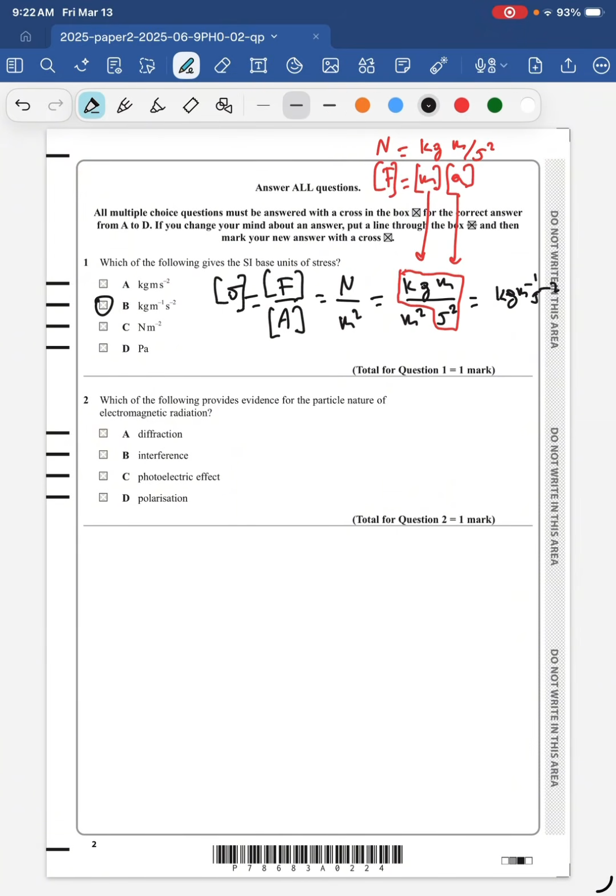Let's move on. Which of the following provides for the particle nature of electromagnetic radiation? And diffraction is not the case, interference is not the case, the photoelectric effect is the case, okay? And polarization is totally irrelevant.